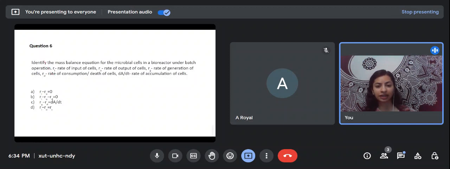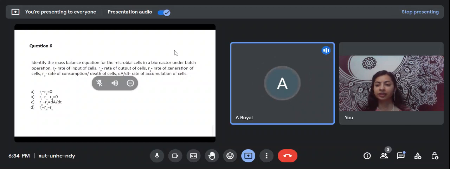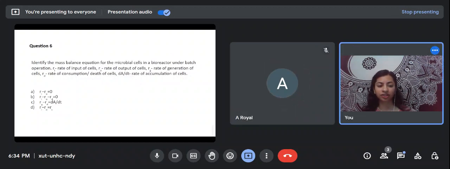Okay, so were you able to understand how and why we solved it like that, the last question? Yes, I got it. Okay, thank you. So let's move on to question number 6. You have to identify the mass balance equation for the microbial cells in a bioreactor under batch operation. Ri is the rate of input of cells, Ro is the rate of output of cells, Rg is the rate of generation of cells, and Rd is the rate of consumption or death of cells, and dA by dt is the rate of accumulation of cells.